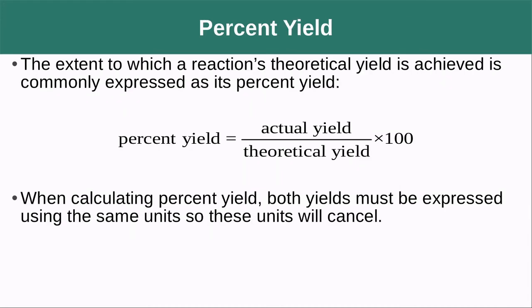So our percent yield is basically how good we did. We're going to take the actual yield, what we actually got, we'll divide that by what we should have gotten, and we'll multiply that by 100% to give us our percent yield. It is important to note that your actual yield and your theoretical yield should have the same units.